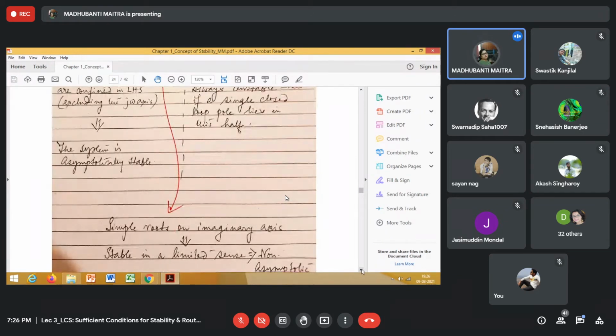So far, is this clear? So far, is this clear?